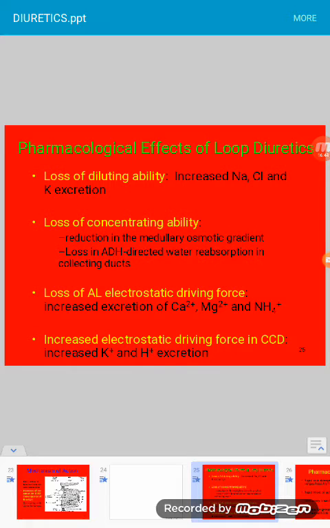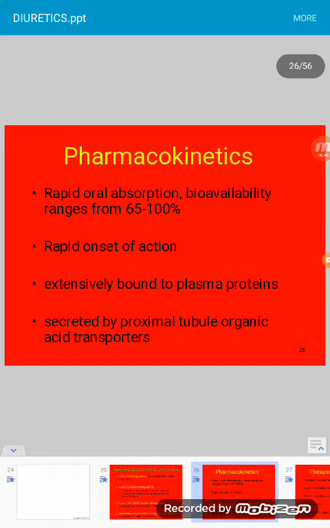It is a very potent diuretic among all the diuretics, and here you have the tablet as well as the injection form. Injection is always given by intravenous route, not by intramuscular. Remember, furosemide, torsemide, whatever it may be, is given intravenously. Absorption is very good orally, about 65 to 100 percent is absorbed. The onset is very rapid, they are extensively bound to plasma proteins, and they are secreted by the proximal tubule organic acid transporter mechanism. I mentioned this.